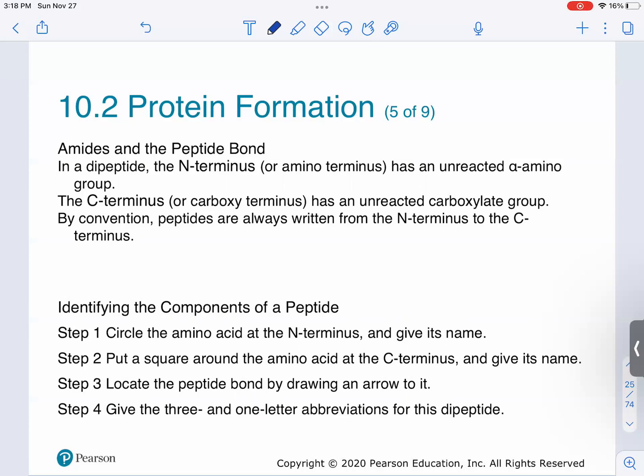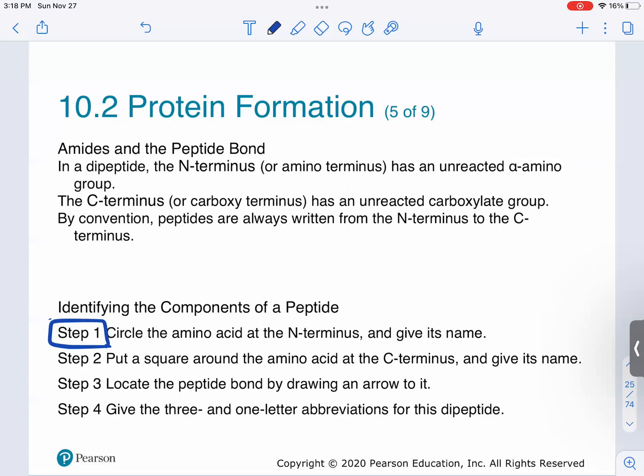So normally peptides are going to be written out with their abbreviations ordered from the N-terminus to the C-terminus. And you are going to be able to identify all of these parts of peptides in this class for your test. So you can follow these steps to be able to do that. So the first thing you're going to do is circle the amino acid at the N-terminus and give it its name. Okay, so you need to look at the backbone, look to see where that amino acid must start and end based on the parts of an amino acid that you know.